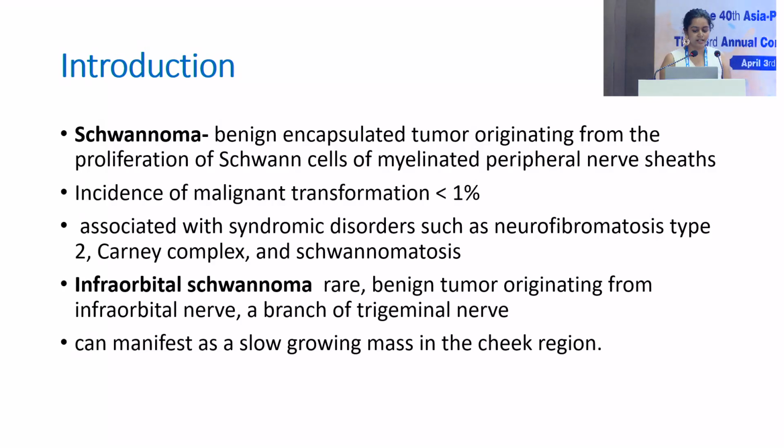Infraorbital schwannoma is a rare benign tumor originating from the infraorbital nerve, which is a first branch of the trigeminal nerve. It can manifest as a slow growing mass in the cheek region.